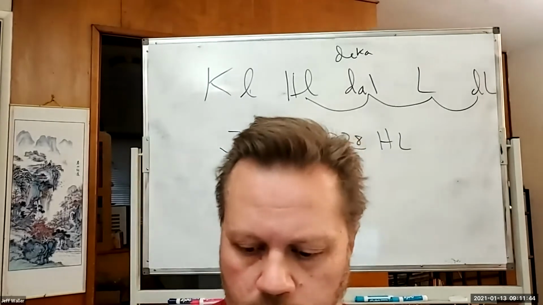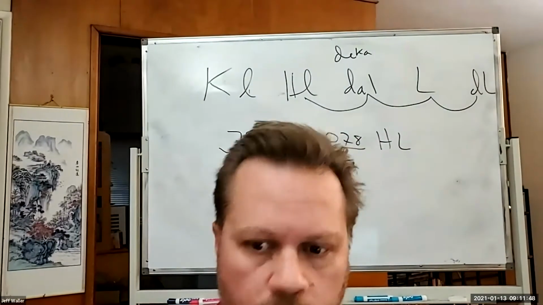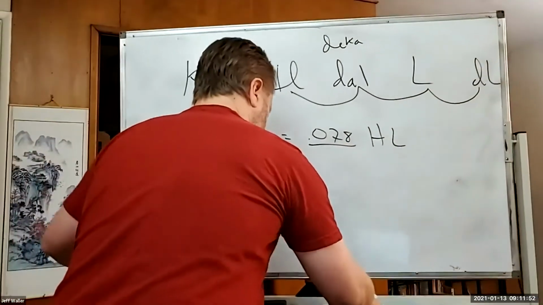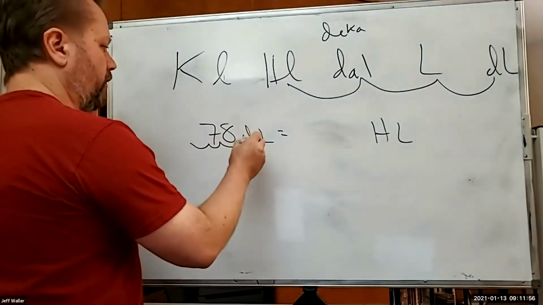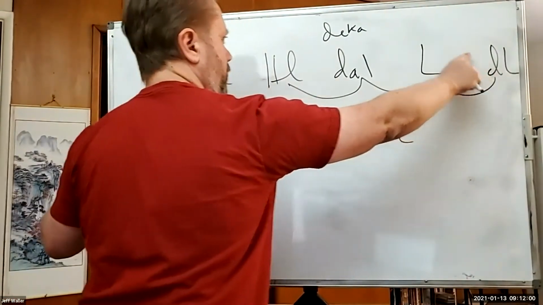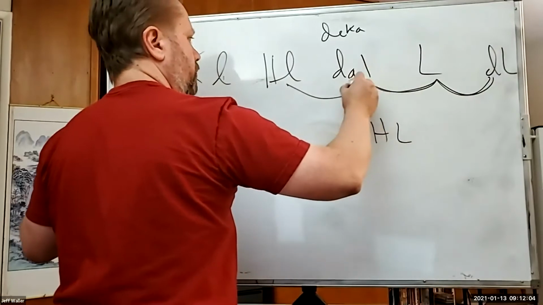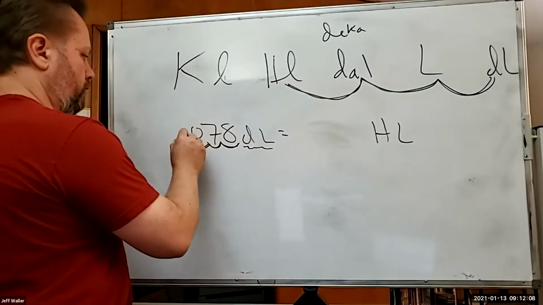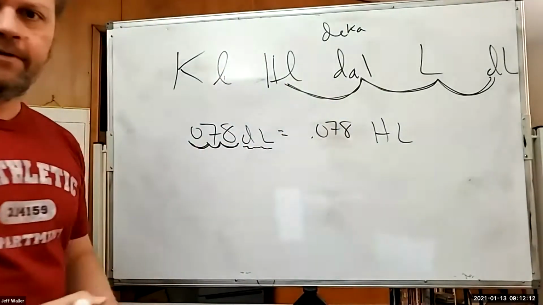Would you mind repeating that just really quick? We're converting hectoliters to deciliters? Other way around. So, yeah. So if I start at deciliters, so I'm there, and I want to go to hectoliters. 1, 2, 3. 1, 2, 3. 0.078. Next.